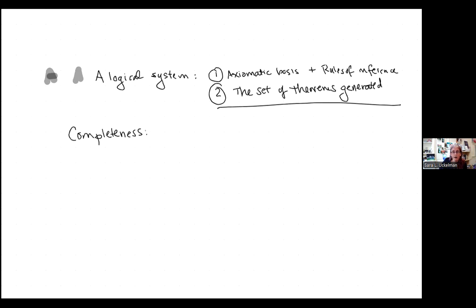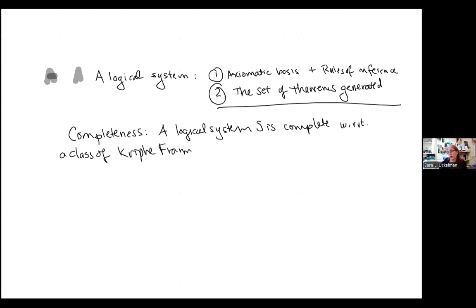Now, just a reminder to get our statement of completeness. A logical system S is complete with respect to some semantics, in our case, a class of Kripke frames C, and we'll superscript it with an S because we're talking about system S, if for all phi, if phi is valid on the class of frames, then you can derive it in the system S.